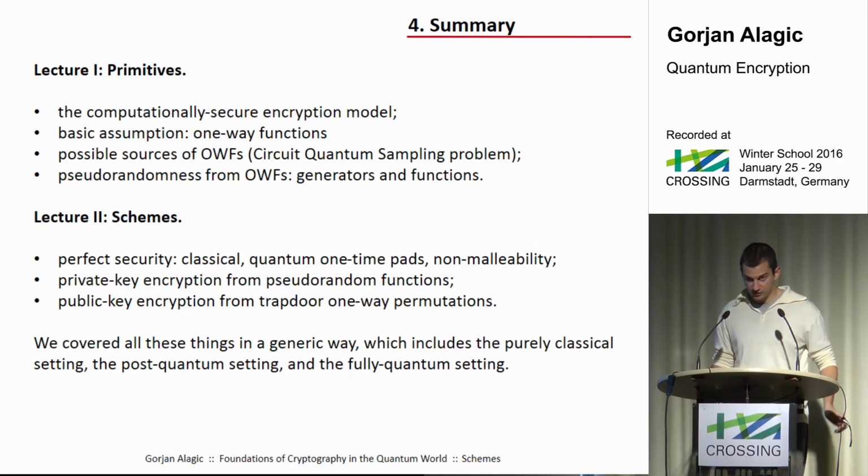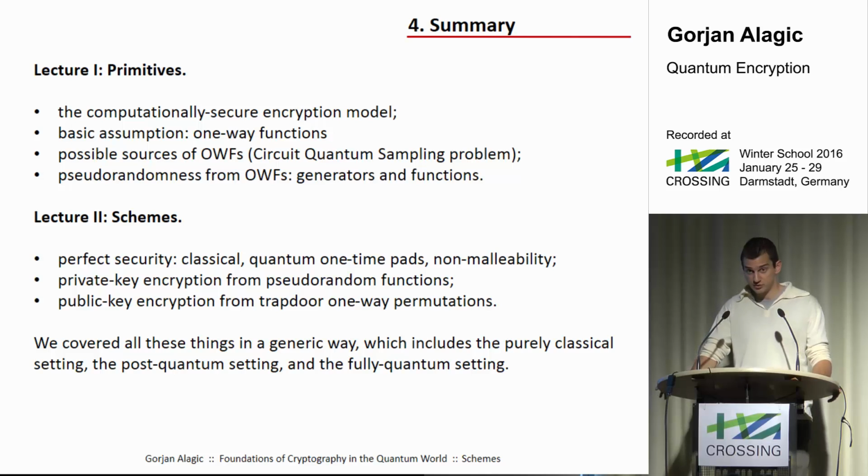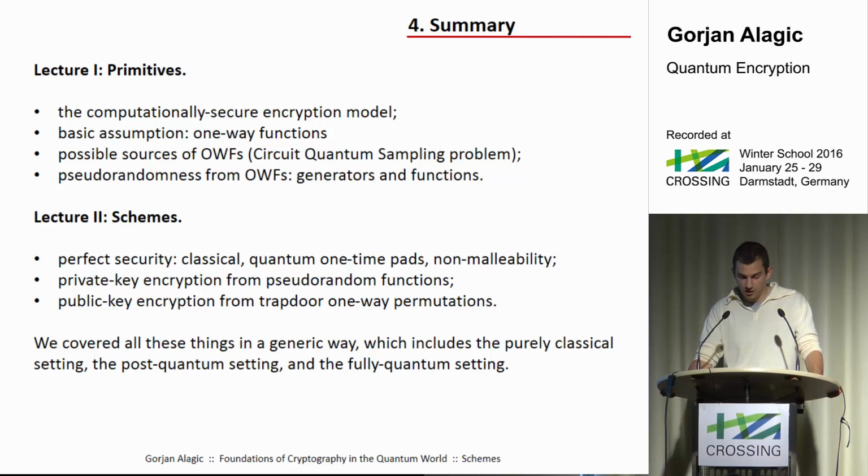Okay, so let me give a quick overview of what we talked about. We talked about the computationally secure encryption model. We started with one-way functions. We talked a little bit about some possible sources of quantum secure one-way functions, like the circuit quantum sampling problem. And then we showed how to build pseudorandom generators and pseudorandom functions from these quantum secure one-way functions. And then just now we talked about perfect security, how to encrypt with a one-time pad, a quantum one-time pad, even to do it non-malleably.